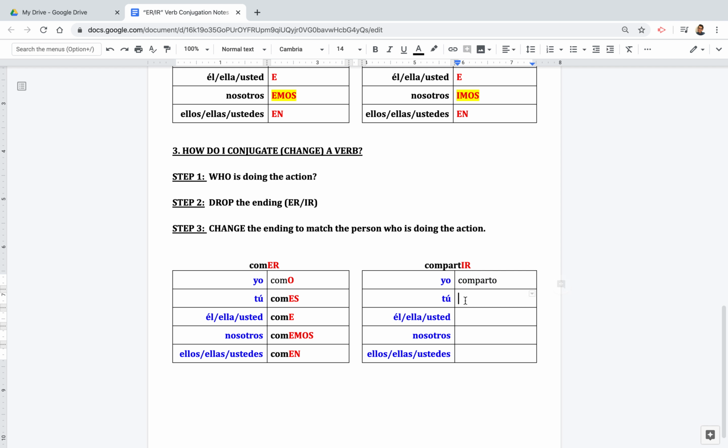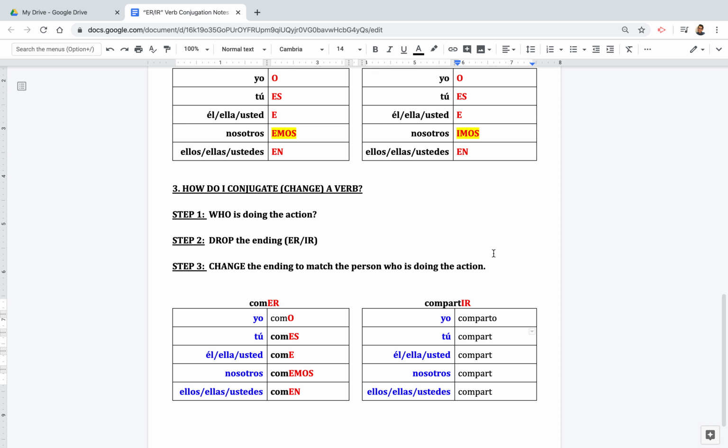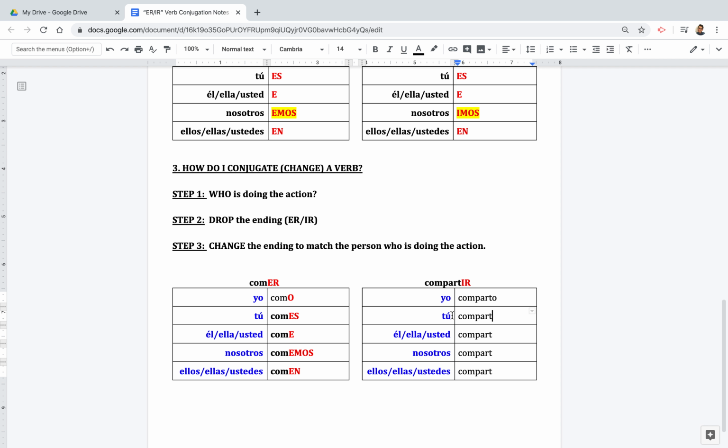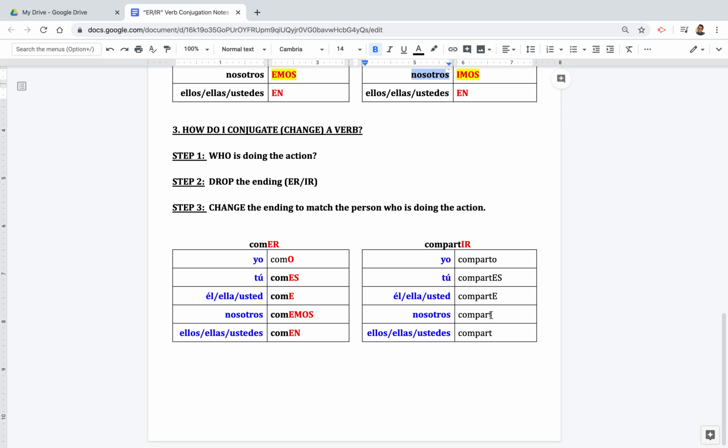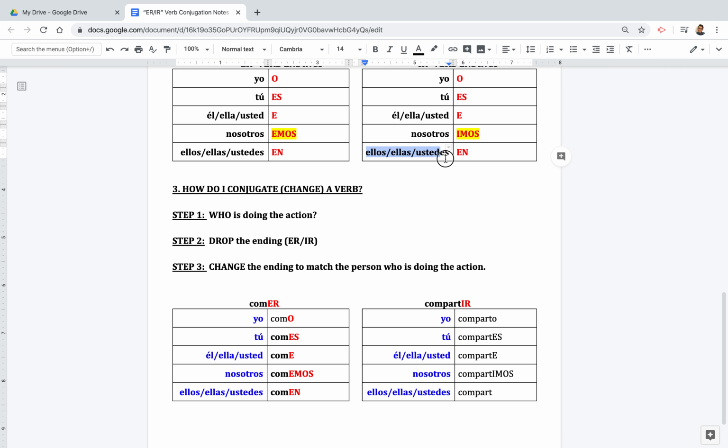Here we go. So let's do it together. Looking at our cheat sheet, we should know that it's going to be tú compartes, él, ella, usted comparte, nosotros compartimos, ellos, ellas, ustedes comparten. And there you have it, chicos.